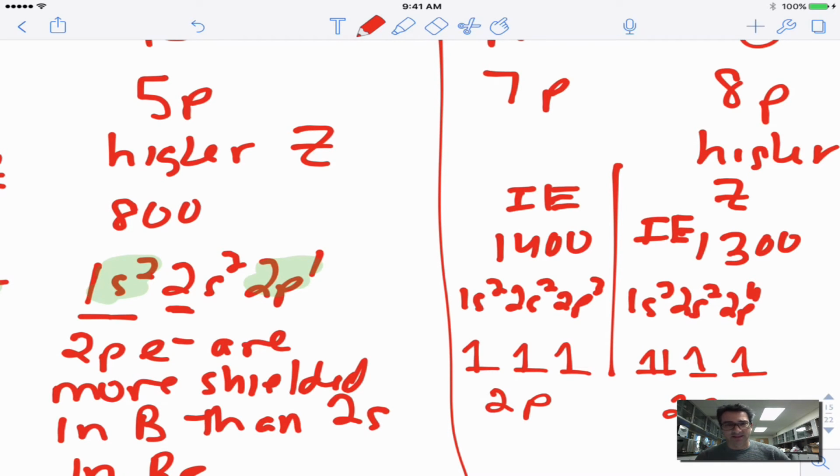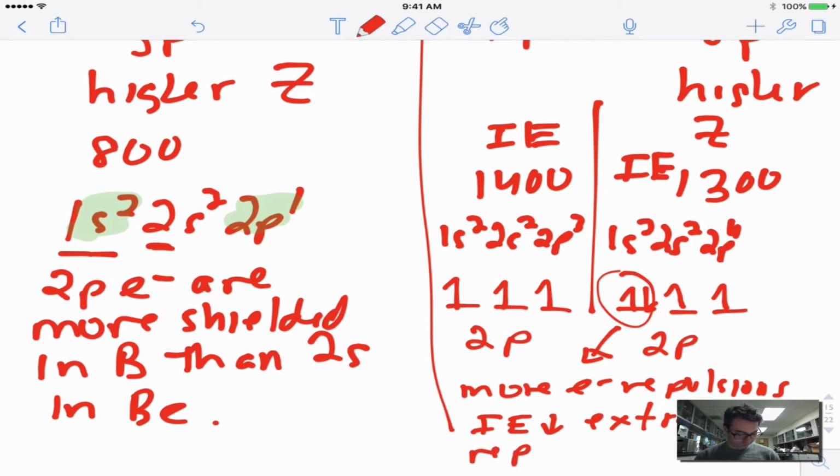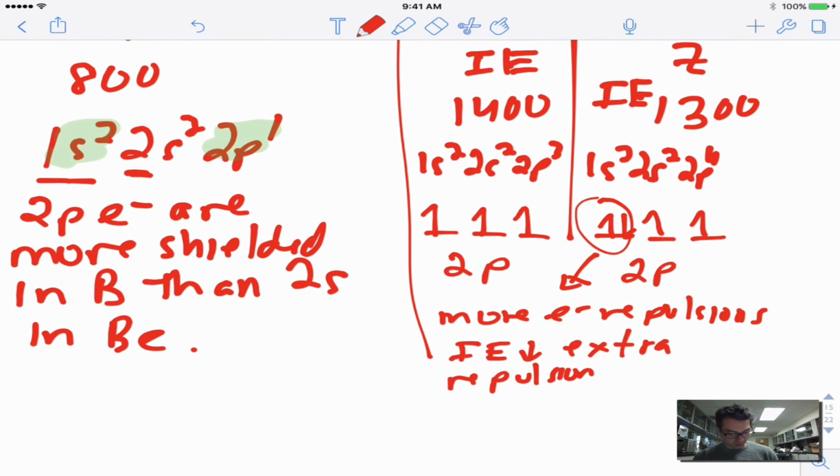Well, if you're thinking about it and you're saying, well, this electron over here, it's paired up. That's what's going on. So this is one of the rare cases where you have more electron repulsions. When you have those more electron repulsions, the ionization energy is decreased, because that extra repulsion will actually overcome the increase in protons.